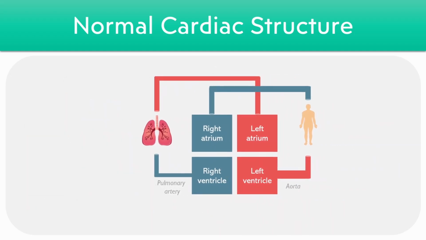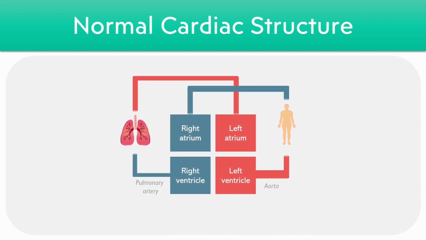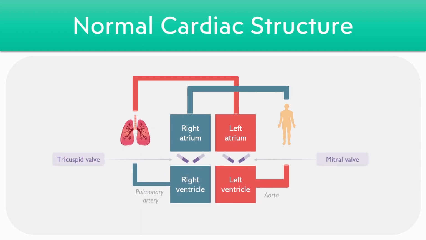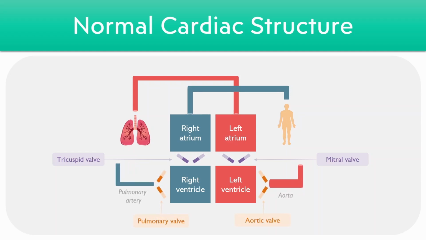If we take a closer look at the heart, we can see that there are valves between different sections. For example, we have valves between the atria and the ventricles, which are termed the atrioventricular valves. These are composed of the tricuspid valve on the right and the mitral valve on the left. Additionally, we have a set of valves between the ventricles and their corresponding arteries. As you can see, we have the pulmonary valve on the right-hand side and the aortic valve on the left. These are collectively termed the semilunar valves.